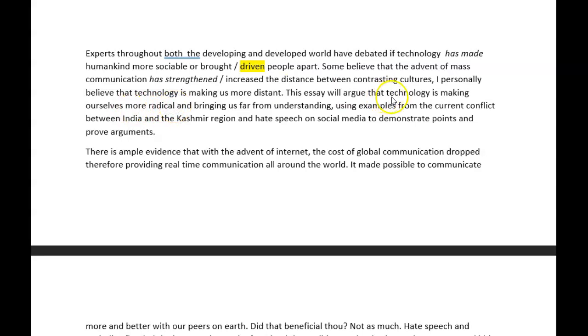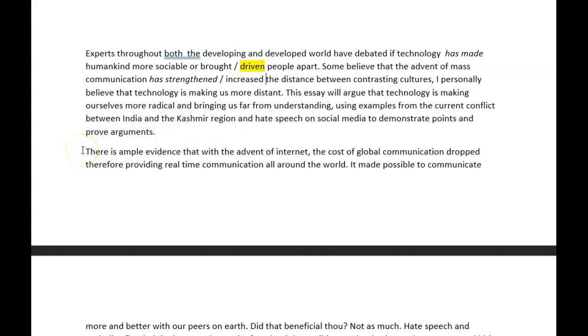Why don't you say the technology is radically changing society? Because this is getting a bit long in your introduction, and I want you to get into the body of the essay. Why don't you say technology is radically changing society using examples from? Okay, just make that a little bit shorter.